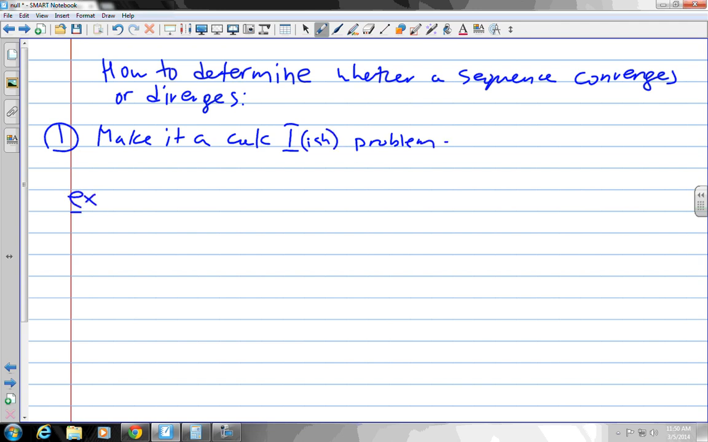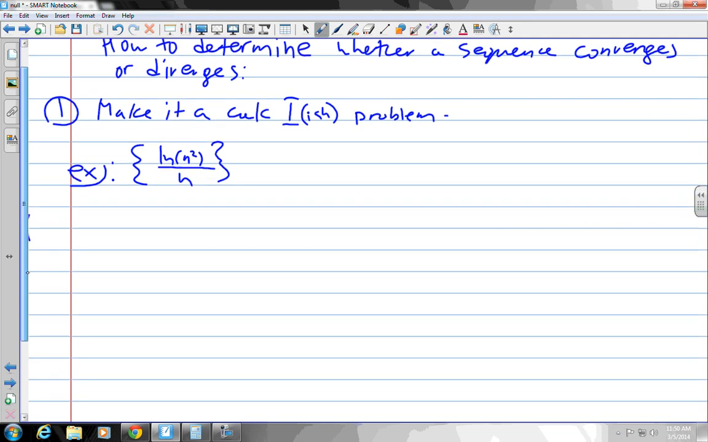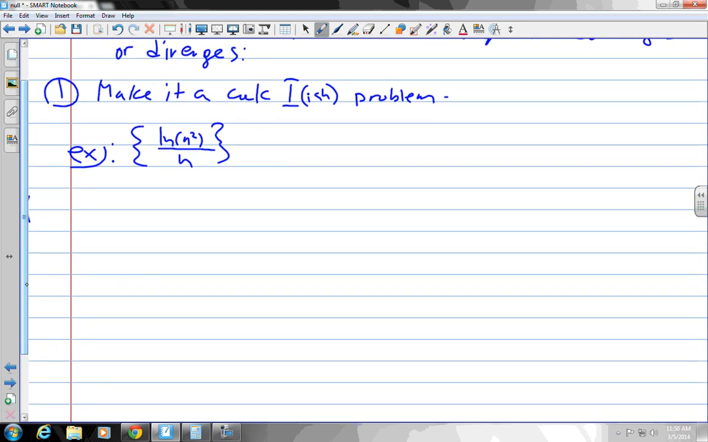So for example, if I have a sequence natural log of n squared over n, we can probably take a wild guess. What do you think? 0, right? You have a log which is slow over linear which is faster, so it should be 0. Now, how would we prove that? L'Hopital. So that's what I mean making calc 1-ish.